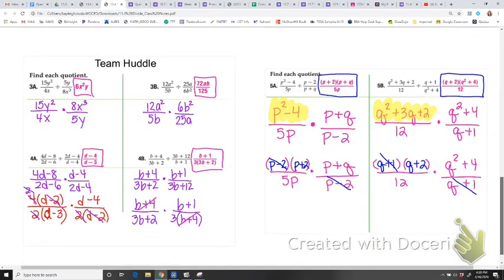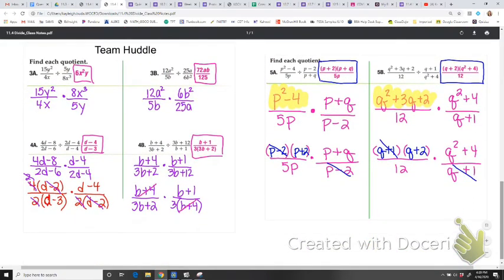Alright, so here's a lot more examples. I won't talk through all of them because they're very, very similar. Same process. Keep the first fraction, multiply by the reciprocal of the second one. Look for GCFs, look for trinomials, difference of squares. I highlighted some of the parts that can factor in some of these questions.